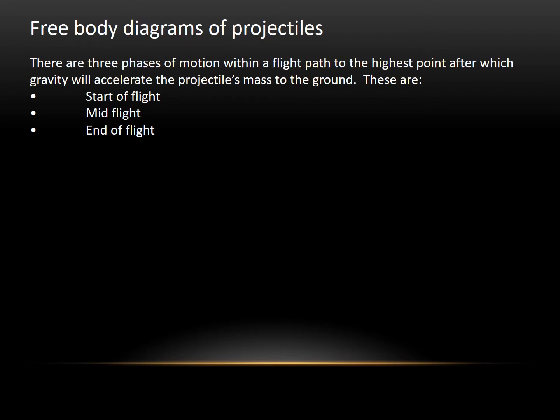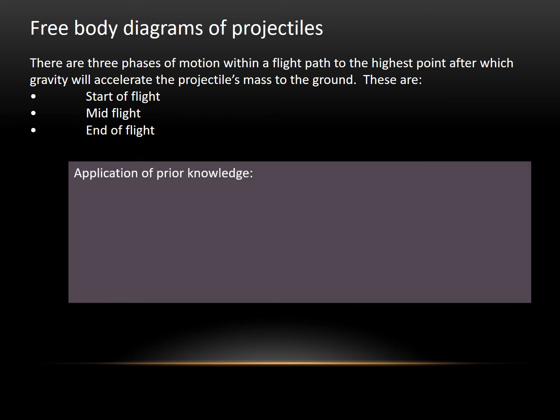So we do this by looking at free body diagrams. And when we do, we need to make sure we understand the three phases of the motion within flight: the start of the flight, the mid-flight, and the end of the flight. So if ever you have to draw free body diagrams of projectiles, you need to make sure you can do it for these three different areas. Let's see what we know first of all.